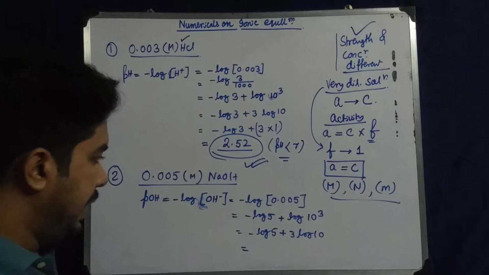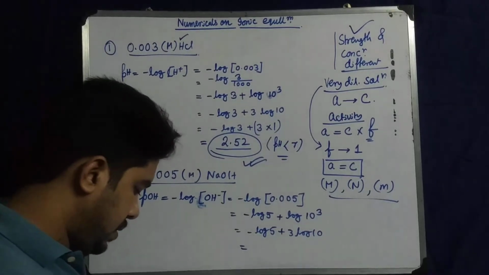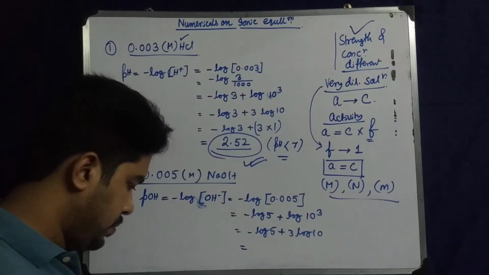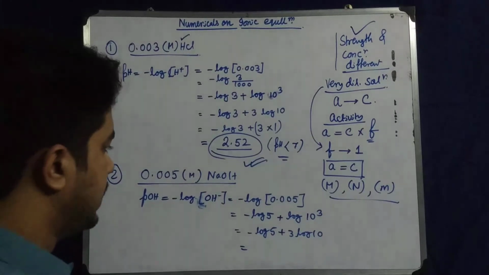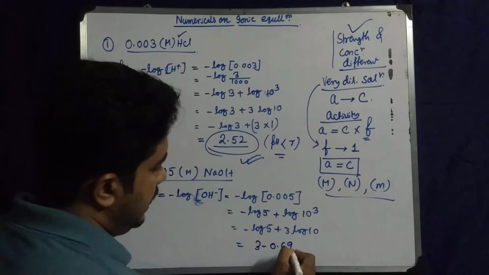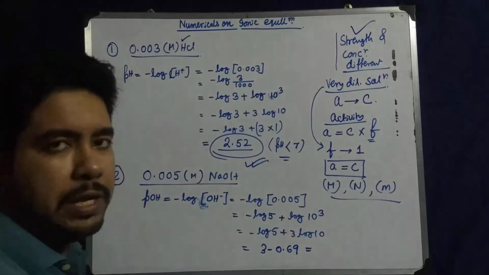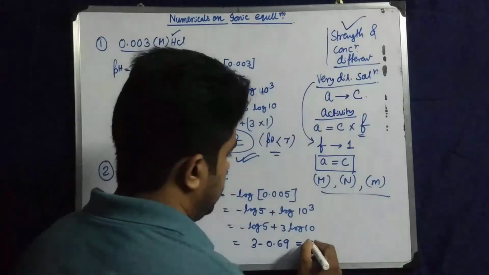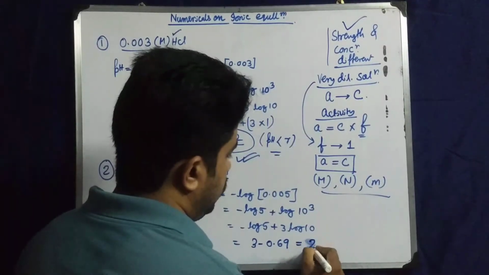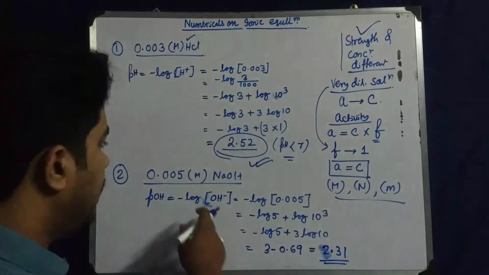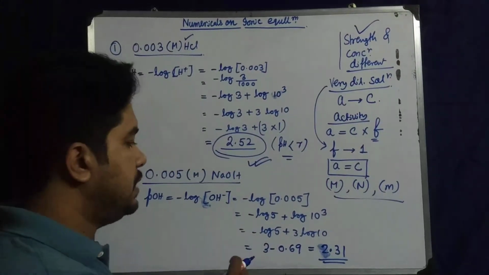It will be minus log 5, that means minus 0.69, so it will be 3 minus 0.69. So what will be the answer? You know that it is 2.31. That will be our answer over there. That is our pOH, from the concentration of OH minus.